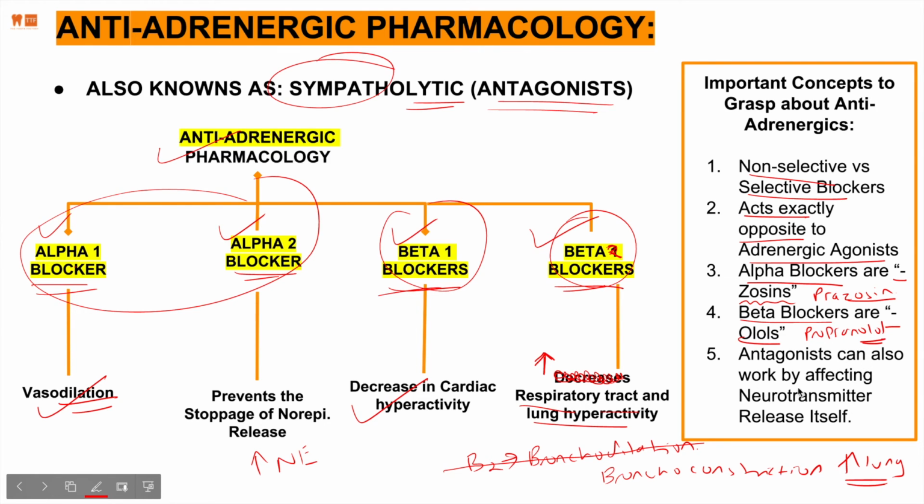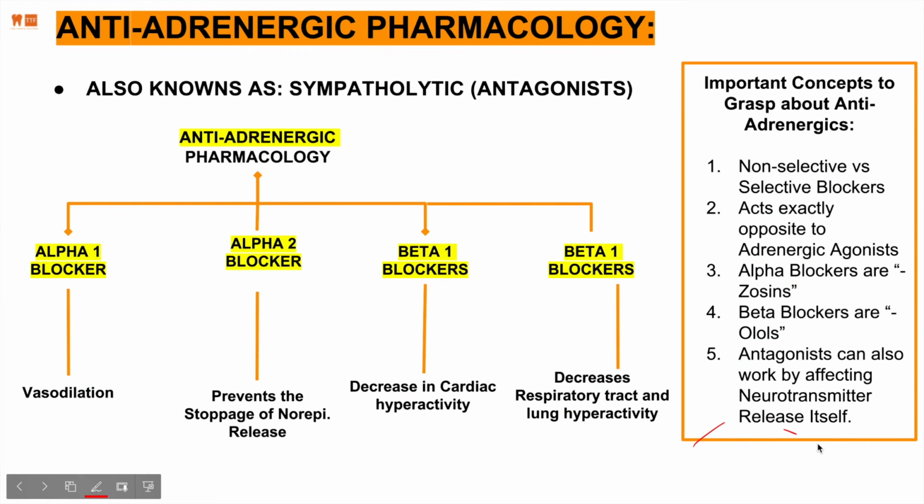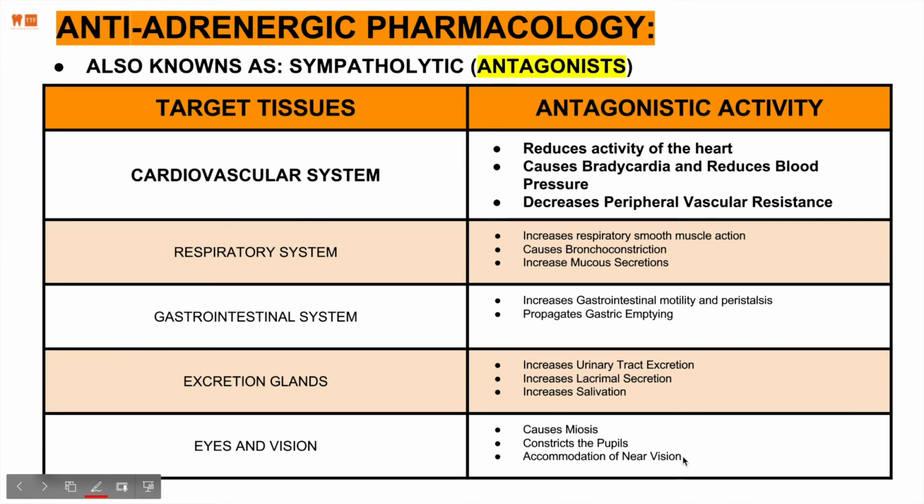Antagonists can also work by affecting neurotransmitter release themselves. Now, why is this important? Neurotransmitter release. Doesn't it sound like we've already heard this somewhere before? Do you guys remember the first two drugs we talked about? Reserpine and guanethidine. They affected norepinephrine release from the presynaptic vesicles. We'll take a look at them in a few slides.